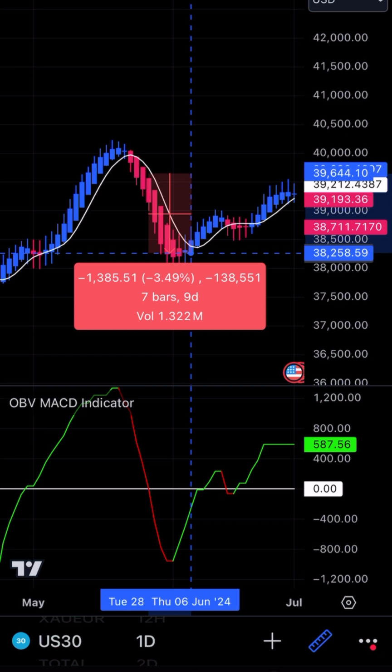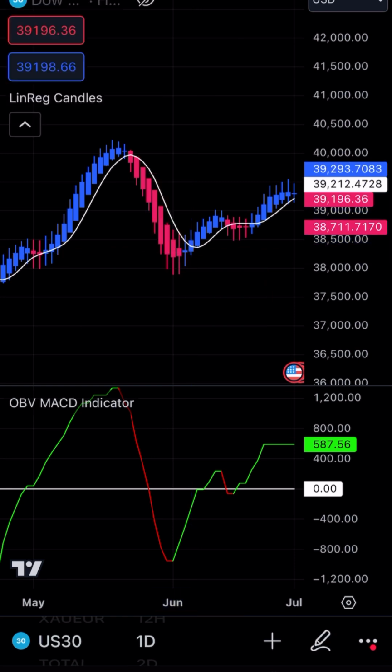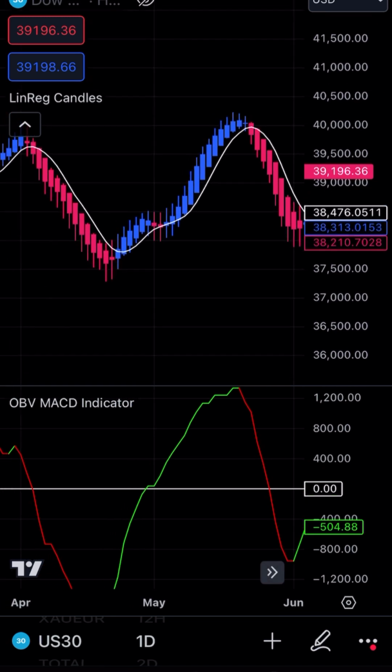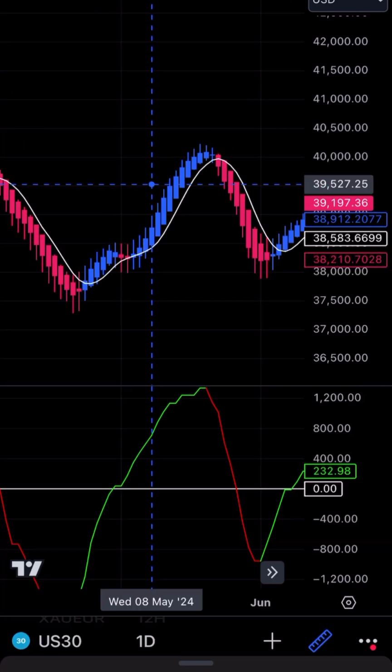But this is a 9-day trade, and it's 138,000 pips. So this would have resulted in about $1,385 with a 0.01 lot size.